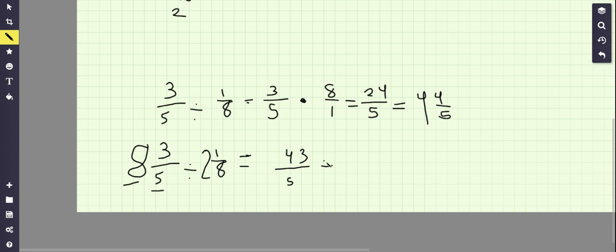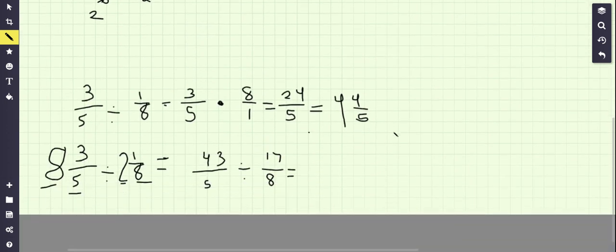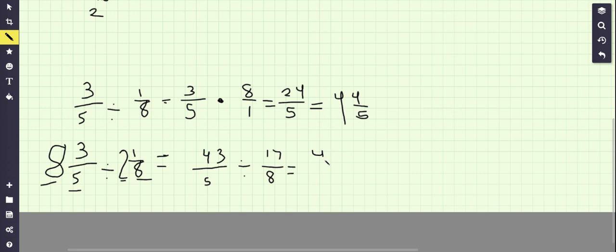Then we do the same thing to 2 1/8. Multiply the whole number by the denominator, and we always keep the 8. Multiply 2 times 8, which is 16, plus 1 is 17. Next, we just multiply. We do the regular step: keep the first fraction, multiply by the second fraction.